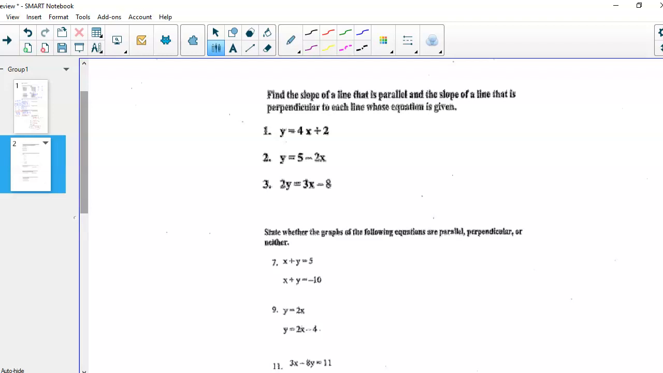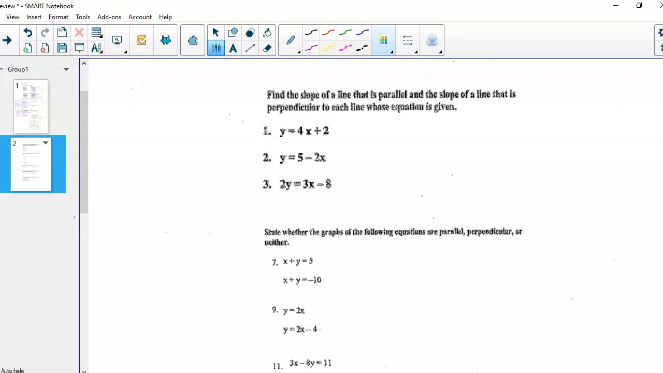Alright, on the back. We're only going to do one of these for the first section. This one is asking you to find the slope that is parallel and that is perpendicular. So we're not writing equations, we're just finding a slope that would be parallel and perpendicular. If it's in slope-intercept form, that's fine. Go ahead, find the parallel and perpendicular slope. If it is not in slope-intercept form, you need to get it there.